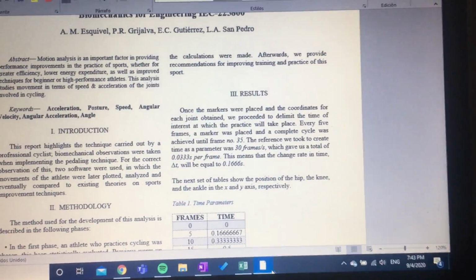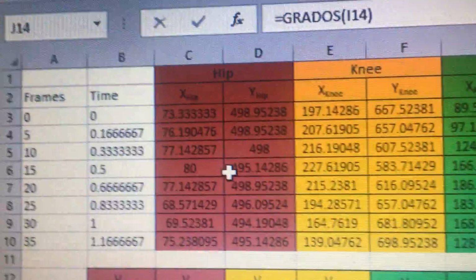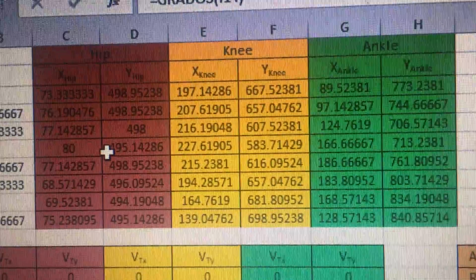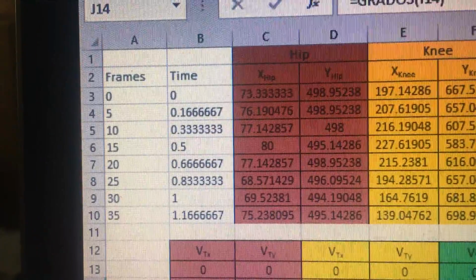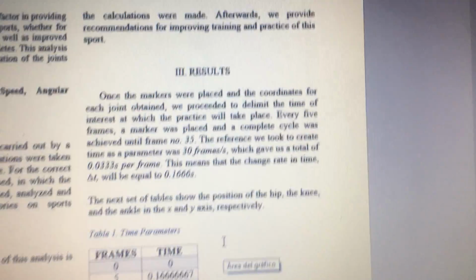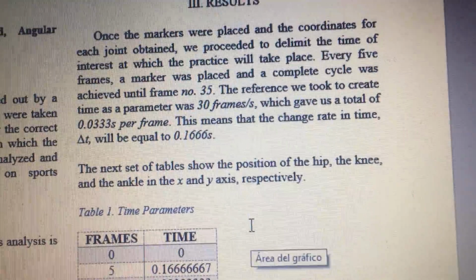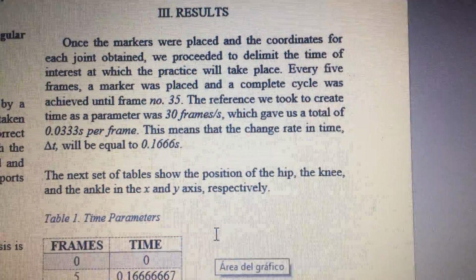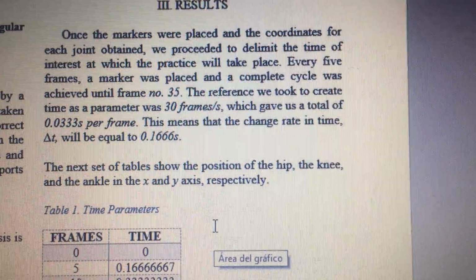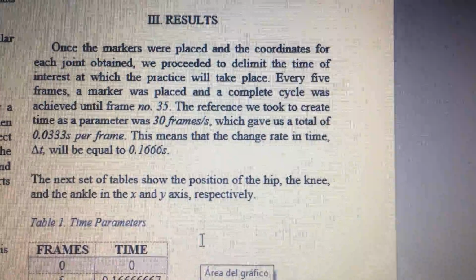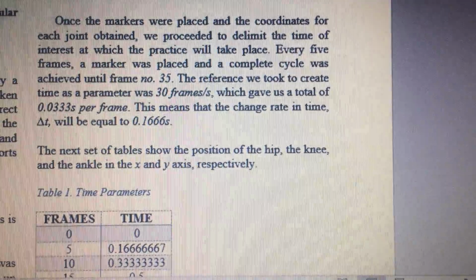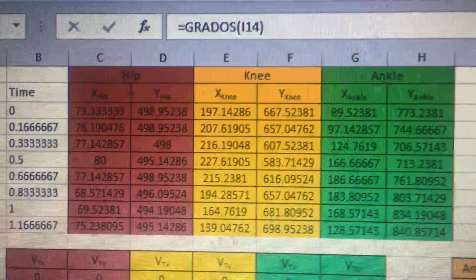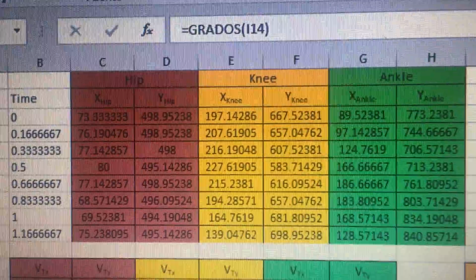So once we obtain the coordinates, which are these ones, this for the hip, the knee, and the ankle, to use the time as an important parameter, we placed markers every 5 frames until a complete cycle was achieved. Once this was completed in frame number 35, we used time as a parameter with 30 frames per second, which gave us a total of 0.0333 seconds per frame, meaning that the rate and time every 5 frames would be equal to 0.1666 seconds, as shown in this table and also the table here, where we have frames, times, and the coordinates for the respective joints, using colors as a visual aid.